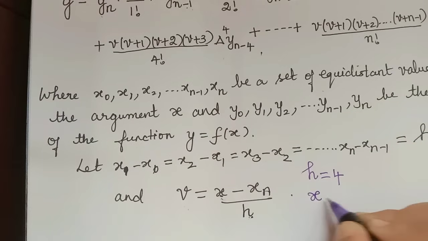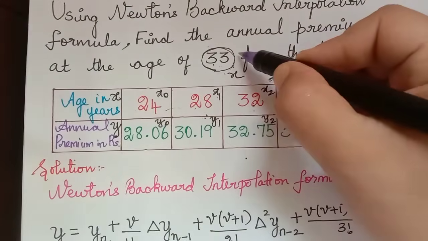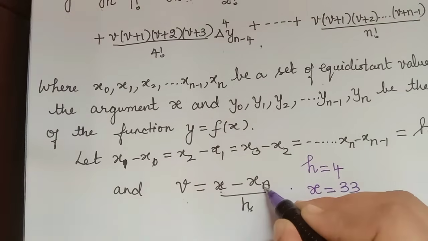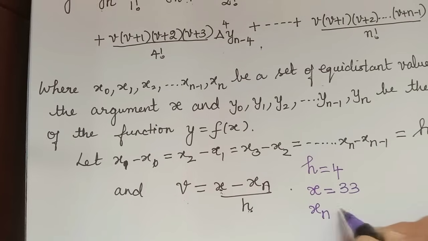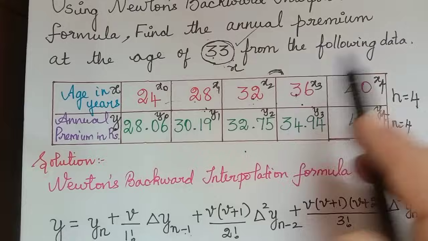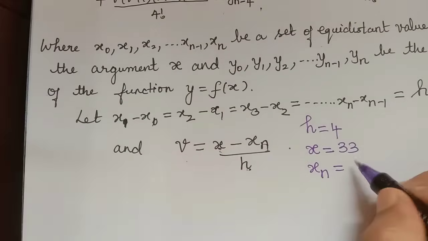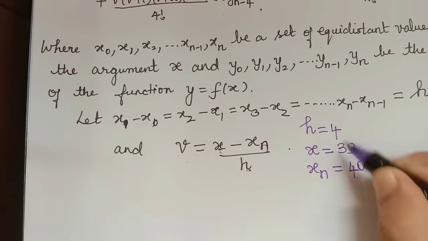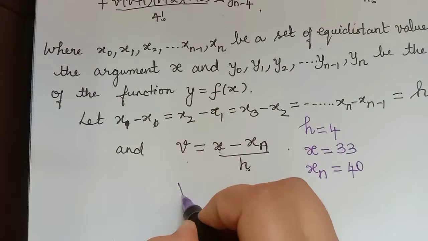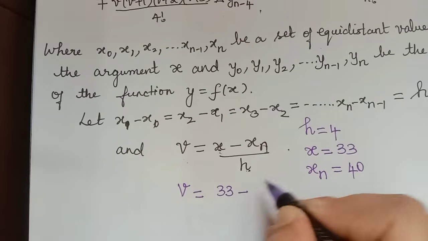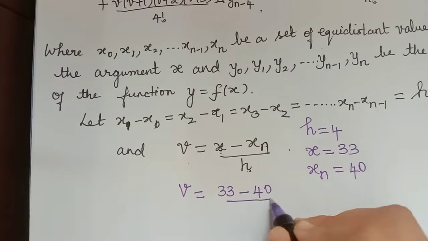The value of x is equal to the value which is to be interpolated, that is 33. So let us write that 33, and xn is the last value of this table under x, so the last value is 40. So that is xn, which is 40, and all this we now have to apply here. So the value of v will be equal to 33 minus 40 divided by 4.